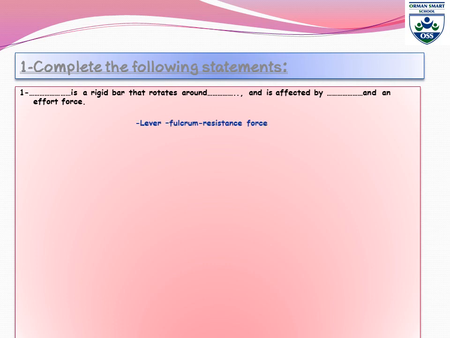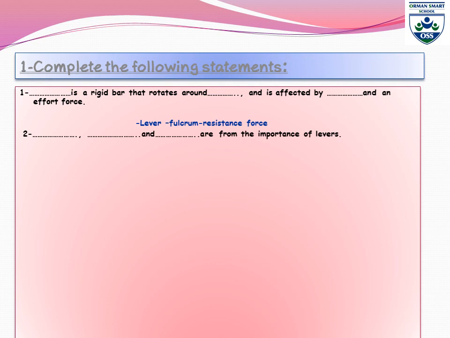Now we'll start the revision. Question number 1. Complete the following statements. Number 1. Space is a rigid bar that rotates around space and is affected by space and an effort force. The answer is: lever is a rigid bar that rotates around fulcrum and is affected by resistance force and an effort force. This is the definition of lever.